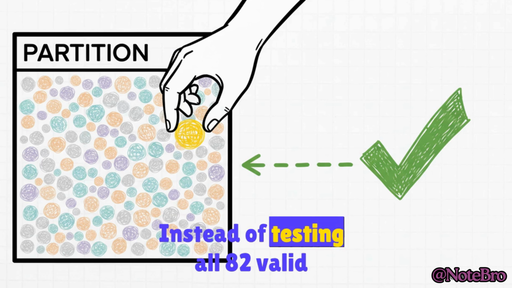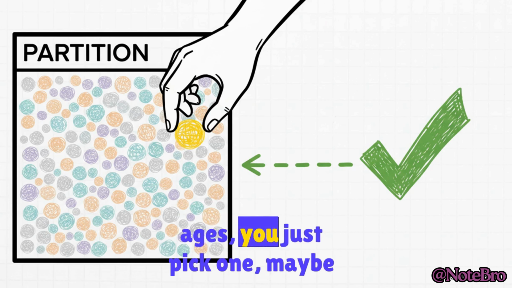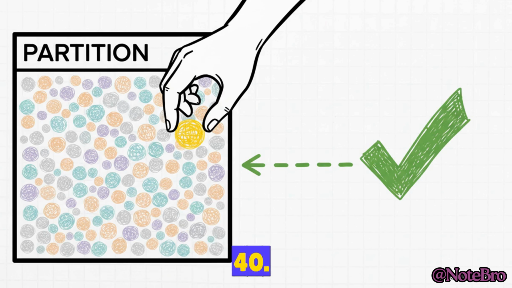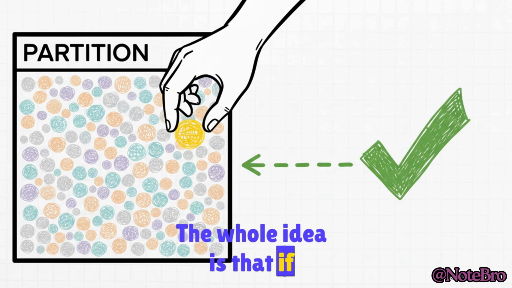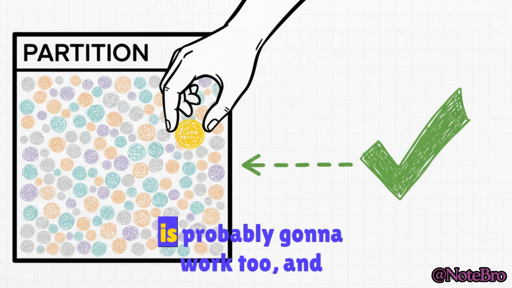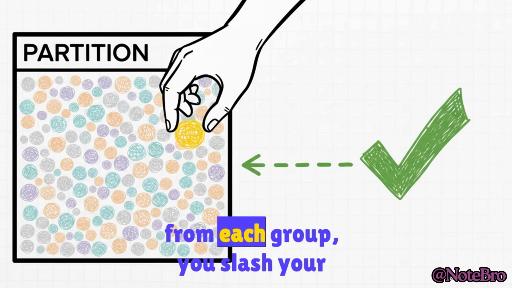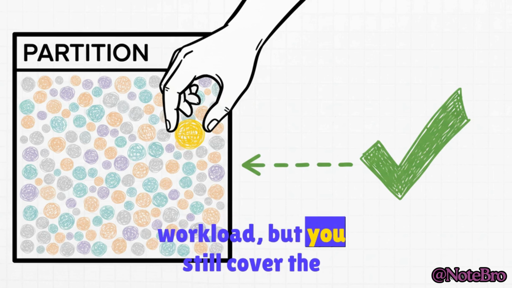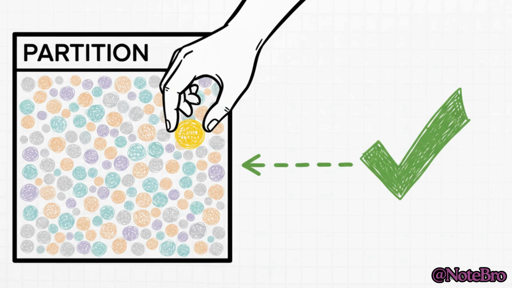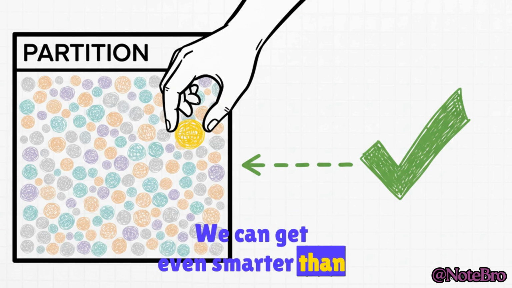And here's the magic. Instead of testing all 82 valid ages, you just pick one, maybe 40. The whole idea is that if the number 40 works, then 55's probably going to work too, and so is 73. By just testing one single representative from each group, you slash your workload, but you still cover the basic logic.